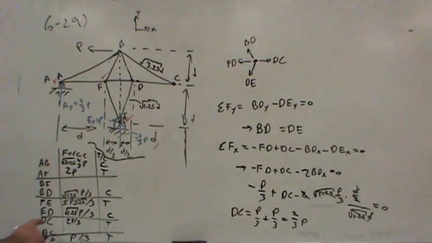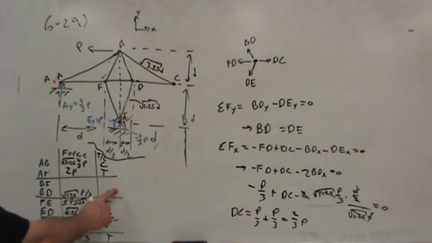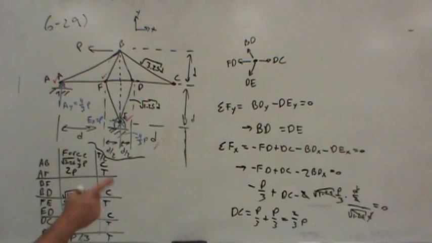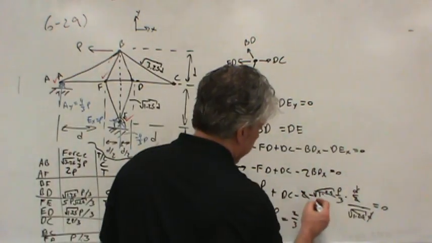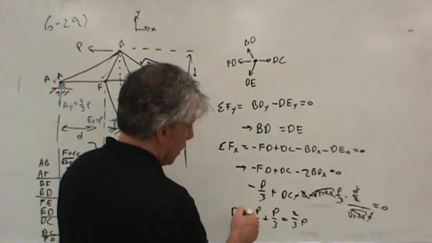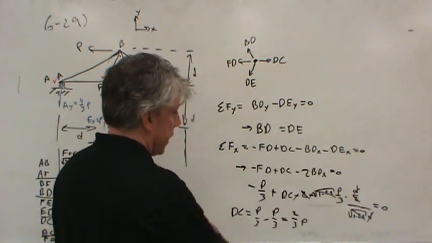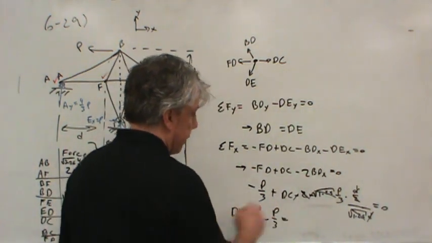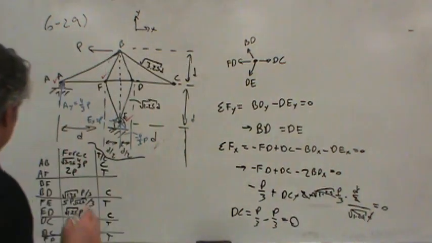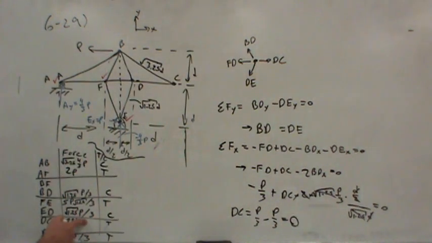I neglected to note that this was compression, so I should have plugged in negative here, so the two negatives cancel, and when I pull it to the other side, then it'll be negative, so then we would get 0. There we go. So DC comes out to not 2/3 P, but 0, and so tensile or compressive doesn't make any sense.